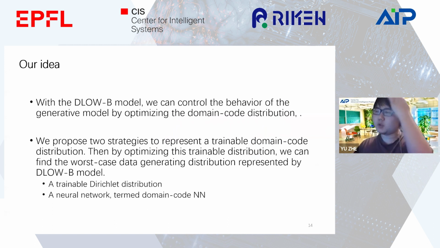And we propose two strategies to represent our trainable domain code distributions. Then, by optimizing these trainable distributions, we can find the worst case data generating distributions represented by the DLO B models. For these two strategies, the first is using trainable denucleated distributions to represent our trainable domain code distributions. And the second is using a neural network termed the domain code NN to represent the domain code distributions.